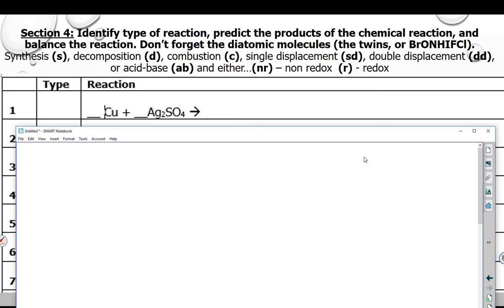Single displacement. Good. So I'm going to say it's a single displacement, but I've got to finish the equation. So I need to figure out, do I have 2 guys and a girl, or do I have 2 girls and a guy? So I do need to know the charges. Well, copper by itself is 0, right? And over here, silver, oh, it's an Ag2, thank you, sorry. Silver is a +1 because SO4 is a -2. And there's 2 silver, so it has to balance out.